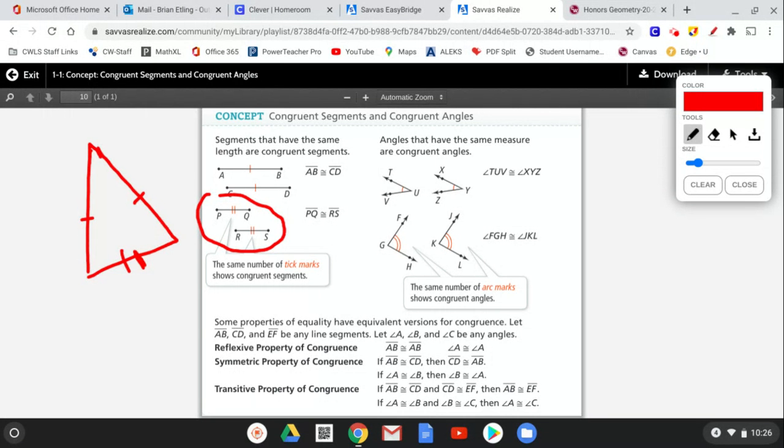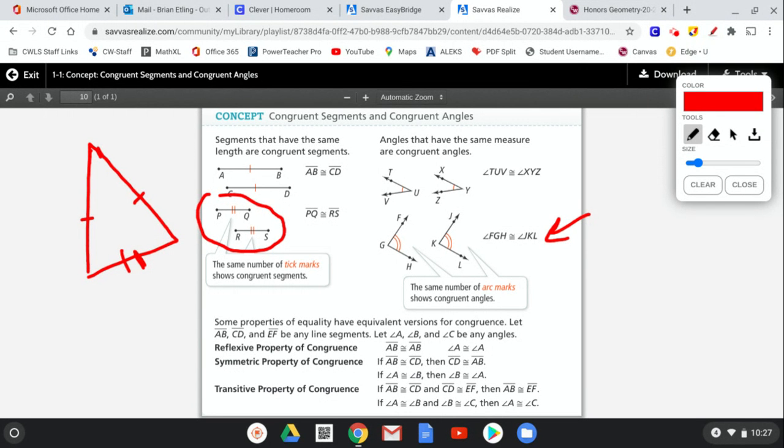Same thing over here with our congruent angles. We have angle TUV and angle XYZ. U and Y are the vertices, which is why they're in the middle when we're naming these. They have one mark there, so that means they are congruent. And again, down here, we have angle FGH and angle JKL. They have two marks, which we call arc marks. So, arc marks, two of them, match them up. That's all you have to do, okay?